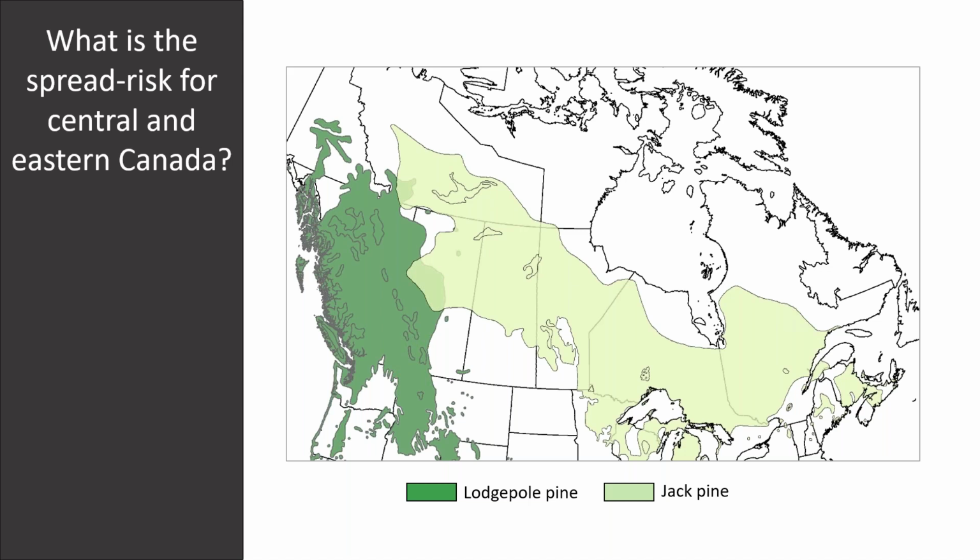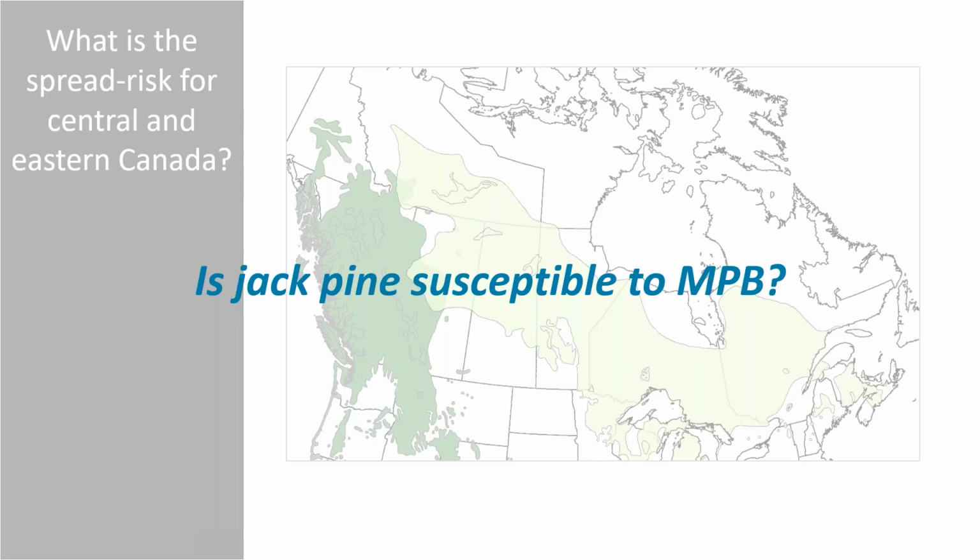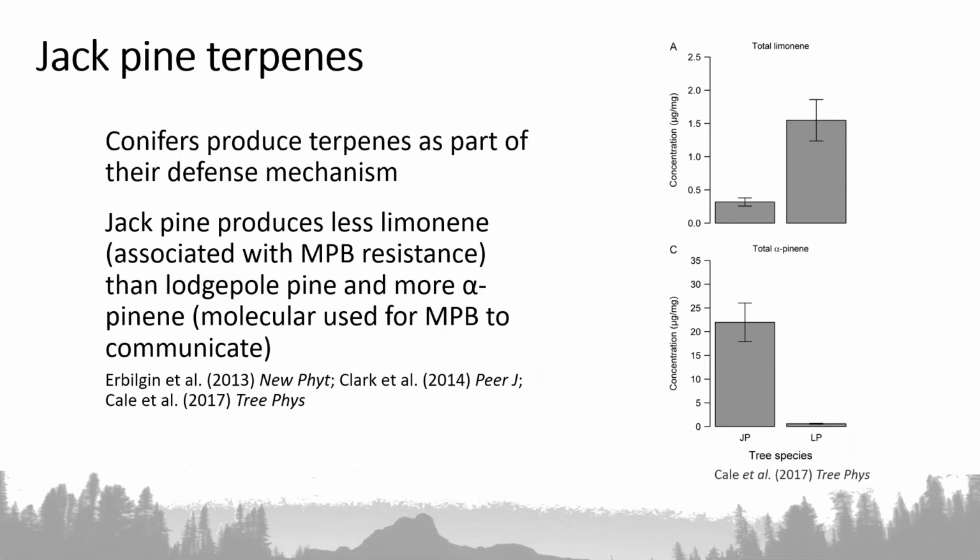In BC, it's been primarily attacking lodgepole pine forests. In Alberta, lodgepole pine transitions to jack pine of the boreal forest, and in this transition zone, lodgepole and jack pine form a hybrid. So the first question we needed to address was, is jack pine susceptible to mountain pine beetle? If jack pine isn't susceptible, there's really no risk.